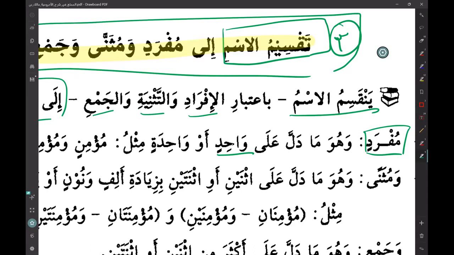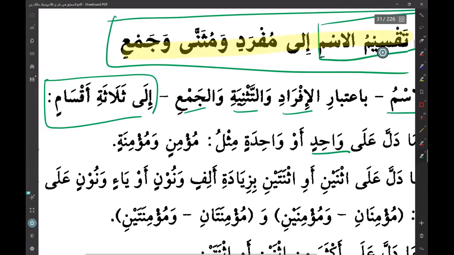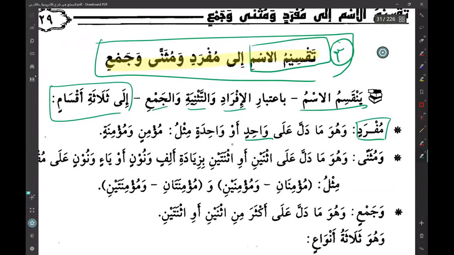Why did he say wahid and wahida? One is masculine, one is feminine, because he just wants to make sure that you understand it doesn't matter if it's masculine or feminine. Okay, so anything that is singular is considered mufrad. For example, mu'min or mu'mina. So this is mudhakkar, this is mu'annath. You understand? So that's mufrad.